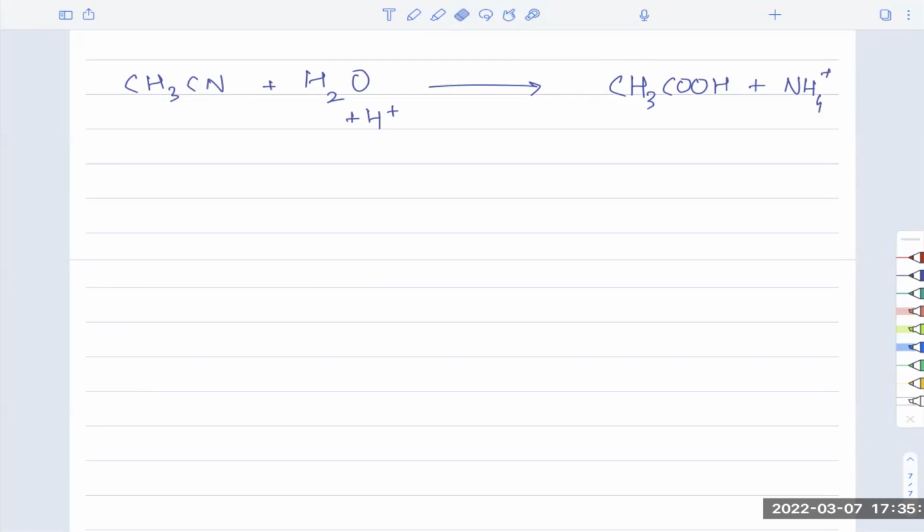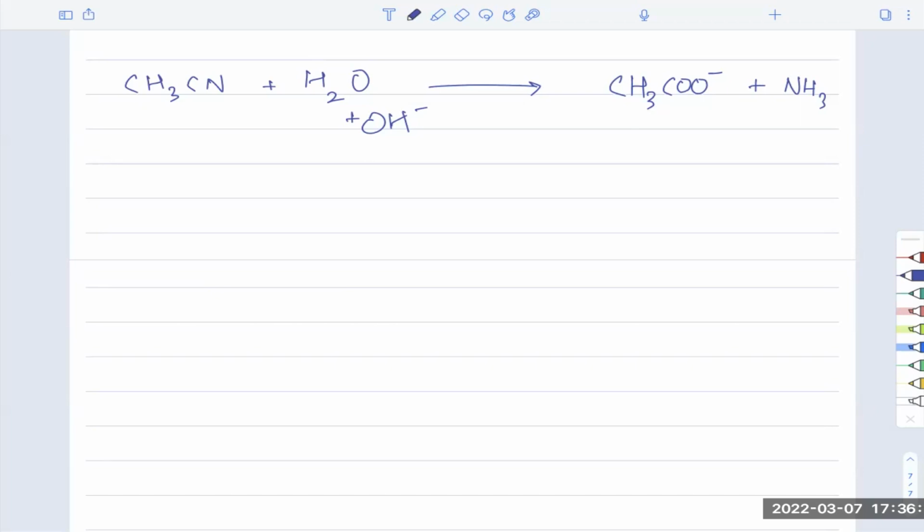But if H positive was not available, if you had ammonia and OH negative was available here, then which one of these will provide H positive? Carboxylic acid, right? Ethanoic acid. And that's what happened. This ethanoic acid gives the H positive to OH, making this. So basically what's happening is that these nitriles in water can form carboxylic acid as well as ammonia, a mixture of an acid and a base.